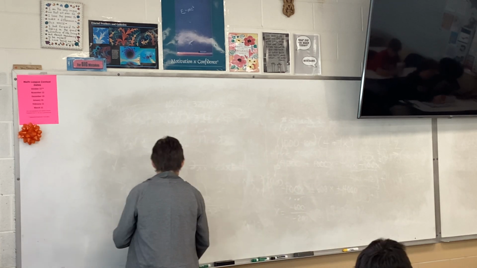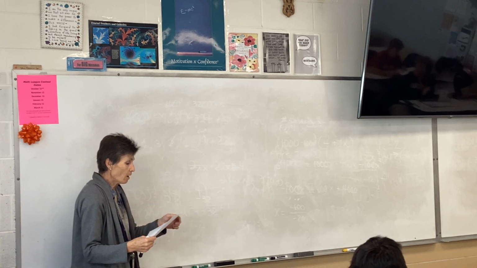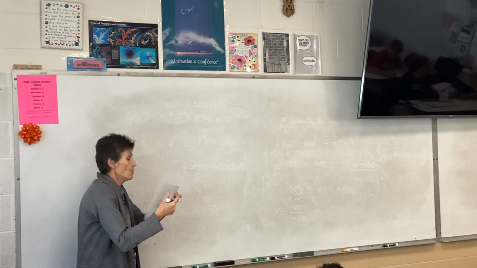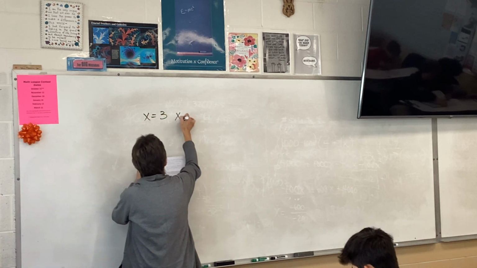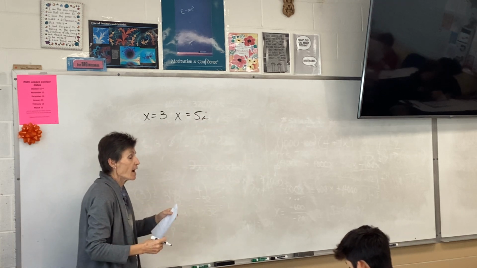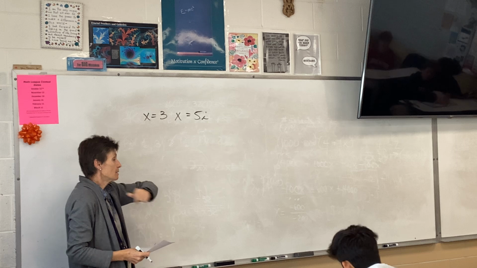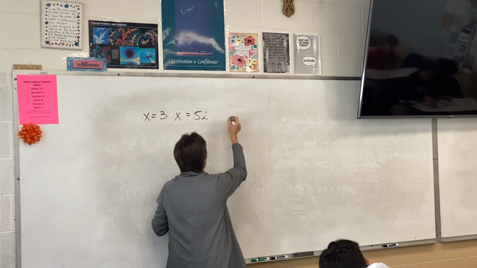So here we go. Number 1. Oh, this is good practice for our quiz. Write the equation of the polynomial whose roots are 3 and 5i. So stop. Ronan, if 5i is a root, what do I automatically know? Negative 5i.